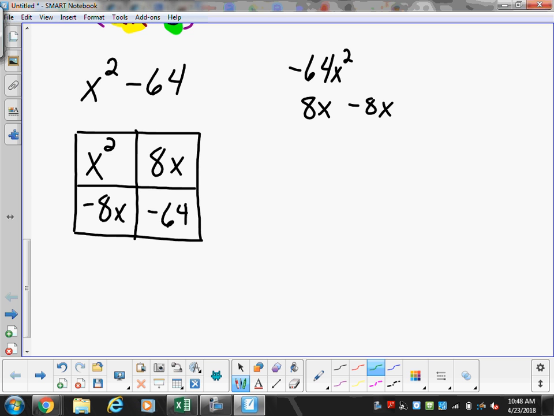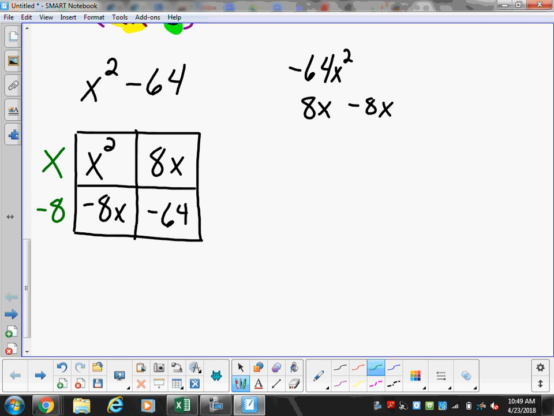Hey, y'all, keep watching. I'll show you a shortcut on this in just a second. Just want to see it. Up here, x squared and 8x. What's our common factor? X. Okay. Negative 8x and negative 64. What's a common factor? I'm going to leave it with the negative because the negative's over here. So it'll be a negative 8.